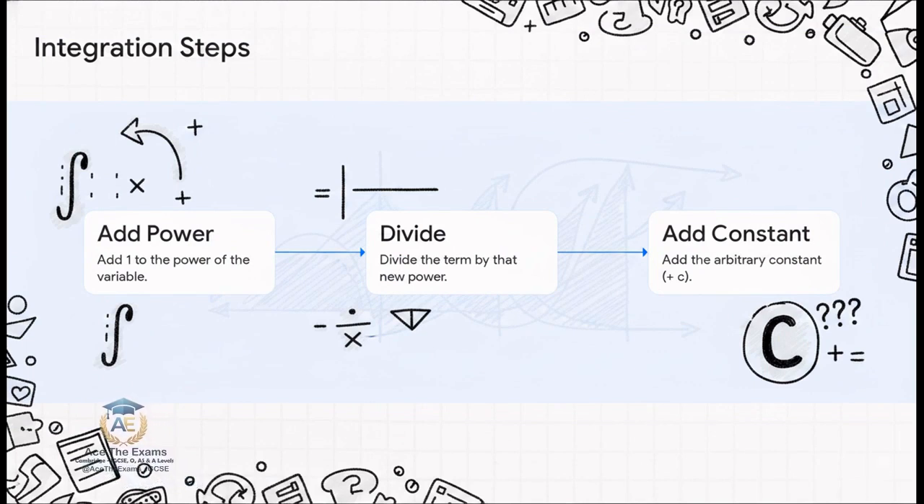Step 1, add 1 to the power. Step 2, divide by the new power. Step 3, add a constant, plus c. So, say you're integrating x squared. Add 1 to the power, you get x to the power of 3. Divide by that new power of 3, you get x cubed over 3. And then tag on that plus c. But wait, what exactly is that c?